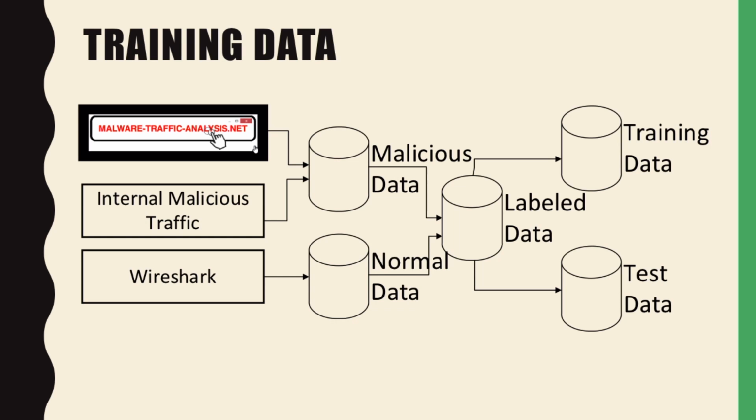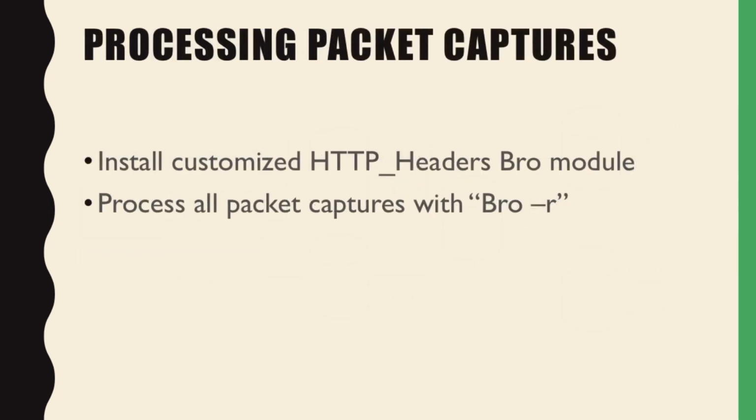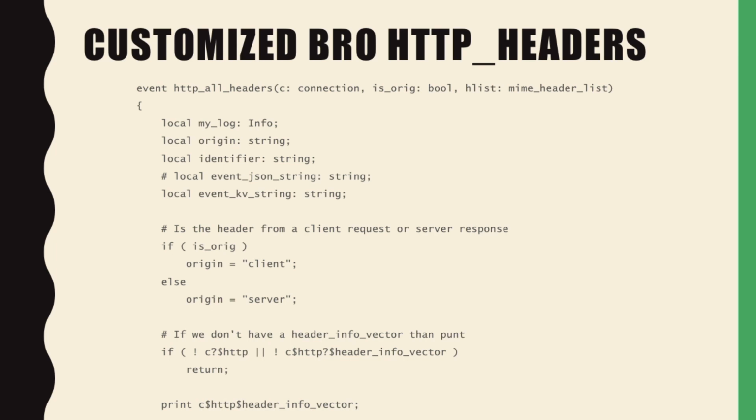So separate those PCAPs. Here's normal traffic. Here's malicious traffic, okay? And then you'll need to install the customized HTTP headers Bro module that's up on GitHub, and then just process all those packet captures with -r, right? bro -r your PCAP file. That'll spit out all of the headers that you need. Just collect those headers into a directory, run assimilate on it, boom. It's that easy, okay?